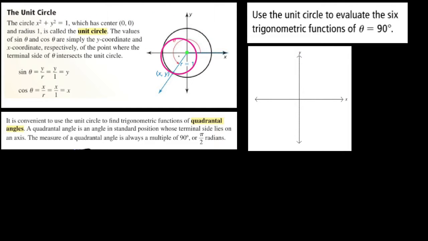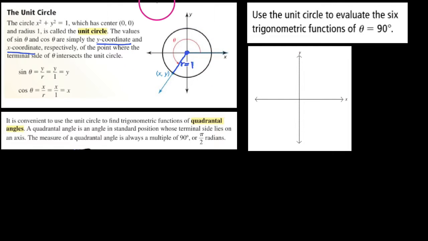So important facts about this are that it is centered at the origin, but also that its radius length is 1, and we can see that in this diagram here. With a radius like 1, the interesting thing is this: we say that the values of sine theta and cosine theta are simply the y coordinate and the x coordinate respectively of the point where the terminal side of theta intersects the unit circle.